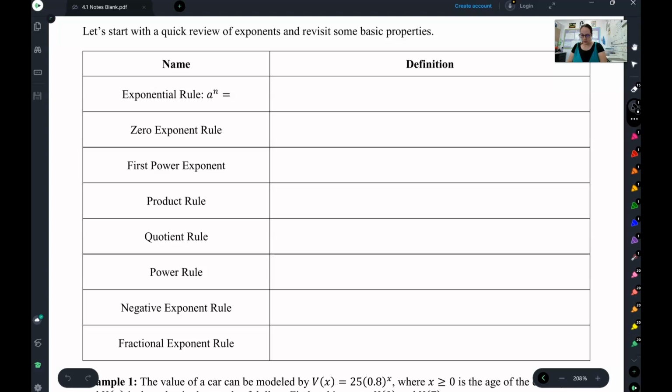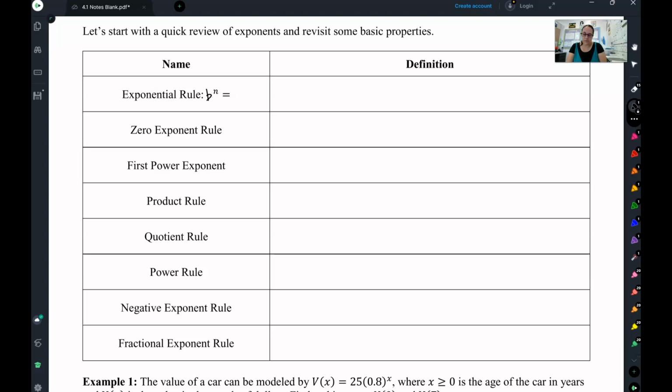Now, I am actually going to change this A to a B. So we're just going to go through very quickly and define all of these things. All of these rules should be reviewed for you guys, but I understand some of them may have been a little while ago, so they may sound pretty new.